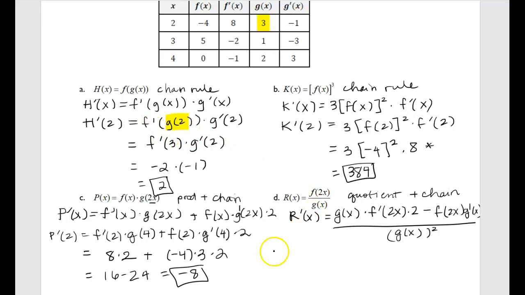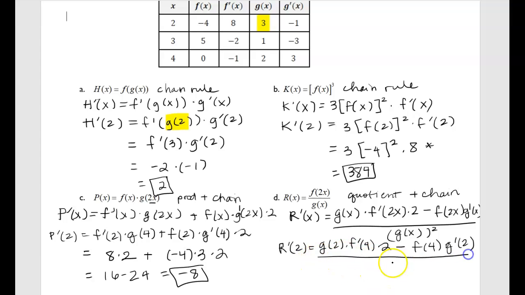Okay, let's go ahead and evaluate r prime of 2. That's g of 2 times f prime of 4 times 2, minus f of 4 times g prime of 2, all over g of 2 squared.